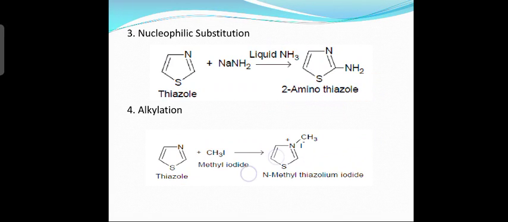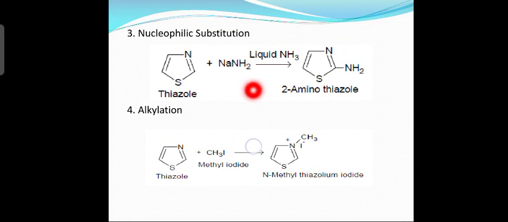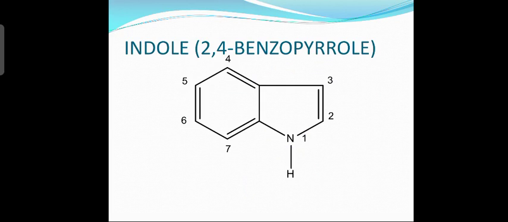So thiazole reacts with sodamide, NaNH2, in the presence of liquid ammonia to give what? 2-amino-thiazole. Next is alkylation. Thiazole reacts with methyl iodide to form N-methyl-thiazolium iodide. Alright, N-methyl-thiazolium iodide is obtained. So thiazole is not affected by oxidizing or reducing agents.